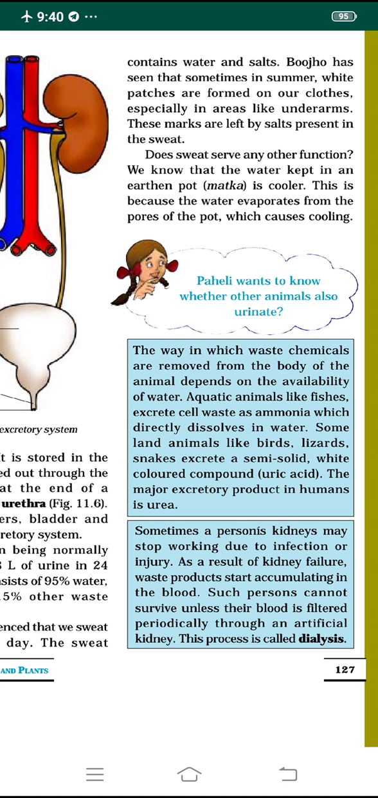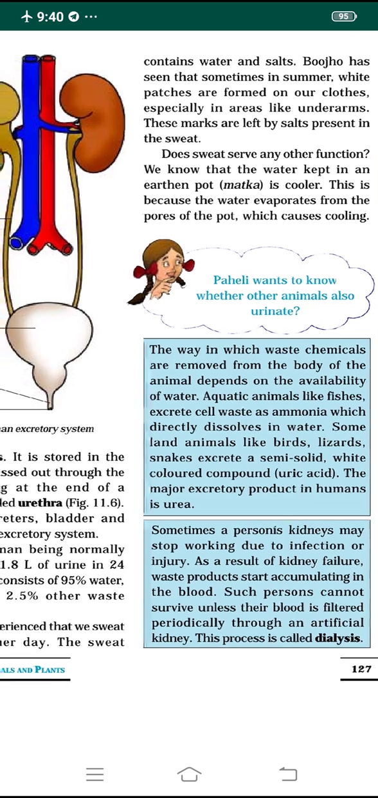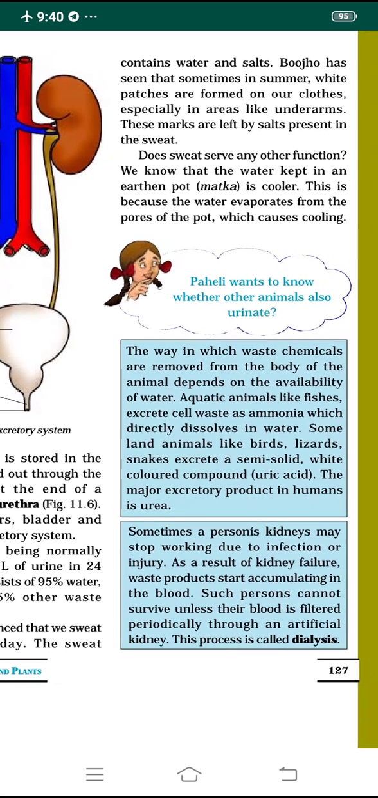Their blood must be filtered periodically to remove the waste products, at least once in a week, through an artificial kidney. An artificial kidney is arranged not in a human but in a hospital. So their blood is filtered periodically through an artificial kidney, and this process is called dialysis.